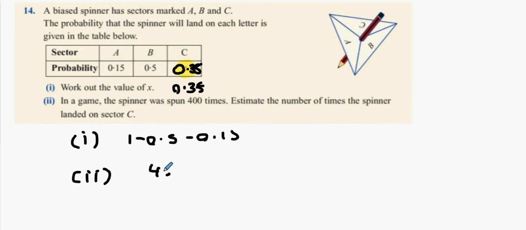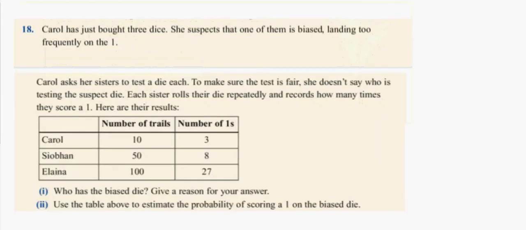Well, it's 400 multiplied by 35%, or 0.35, and what do you get? 140, yeah? Cool. Let's move on. Easy money there. 18.